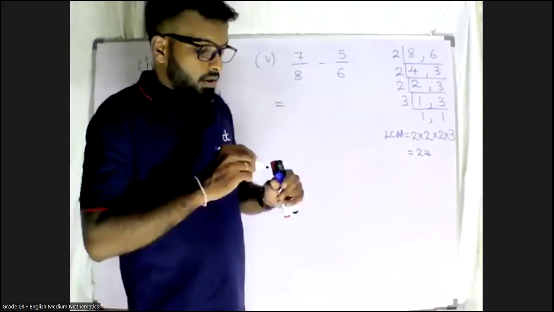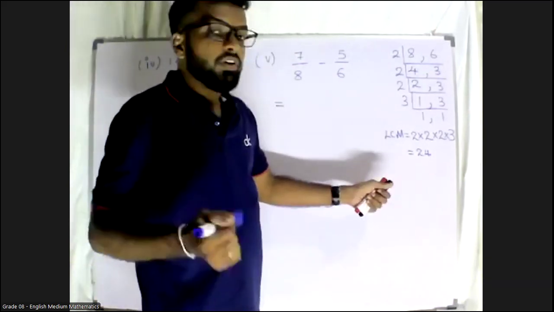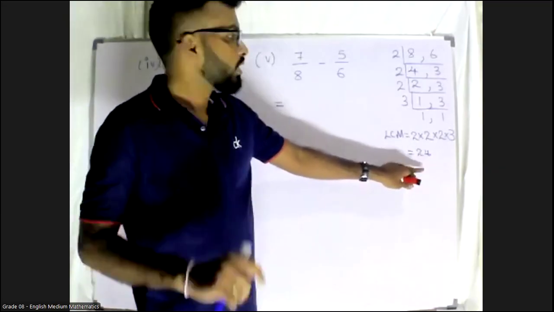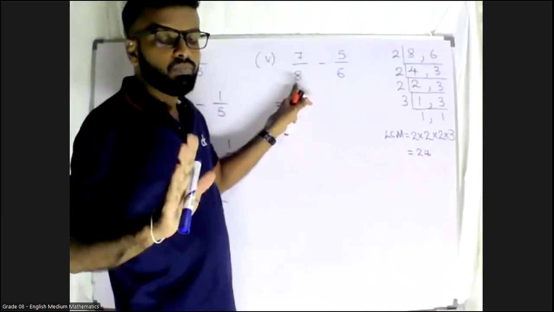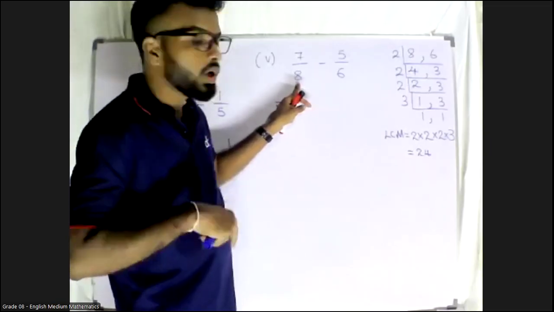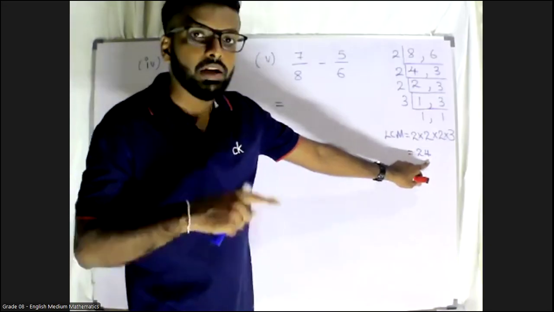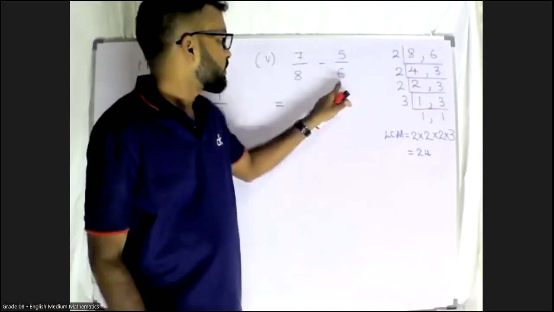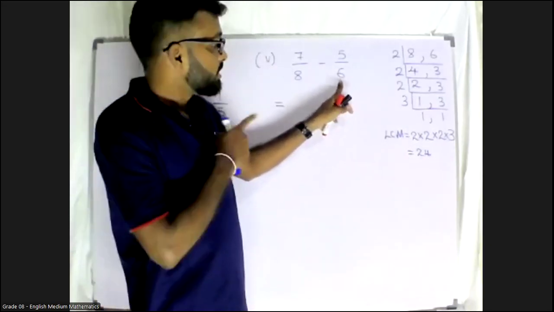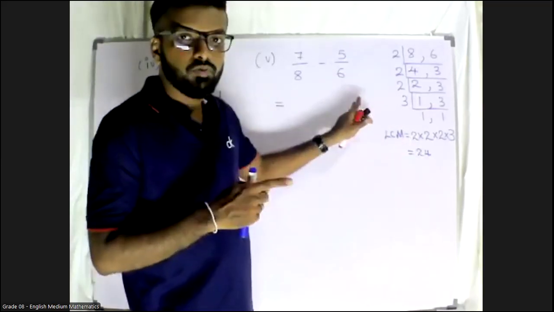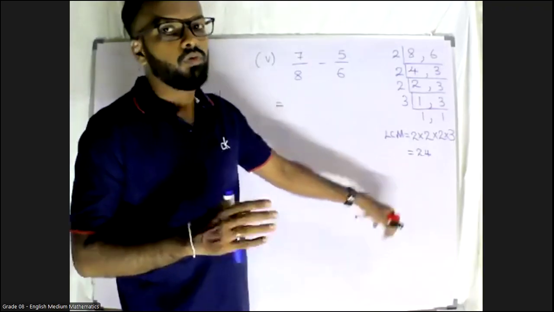So in another way, your common denominator should be 24, right? So here you have 8. Now you know how to convert this 8 into 24, right? 8 into 3, 24. Now you know how to convert this 6 into 24. 6 times 4, 24. Right, let's do that.